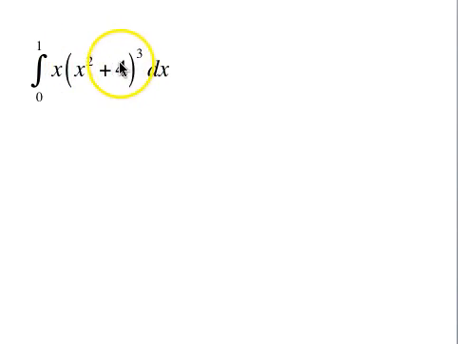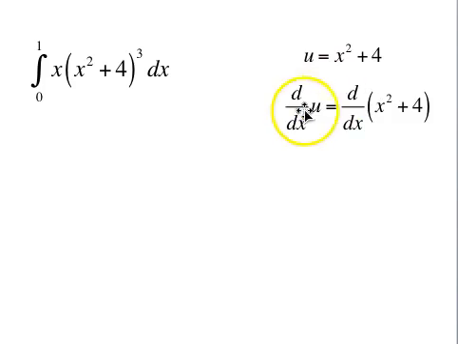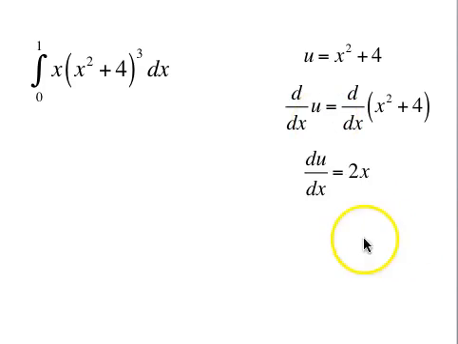U is often in parentheses or in the denominator. You'll see some examples on how that's going to work. So we're going to let u equal x squared plus 4. Taking the derivative with respect to x of both sides, the derivative with respect to x of u is the derivative with respect to x of x squared plus 4. The right-hand side, of course, is 2x, but the derivative with respect to x of u is du dx. So we get du dx is 2x.